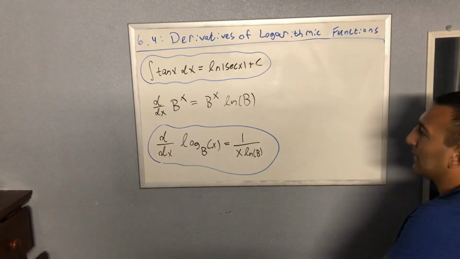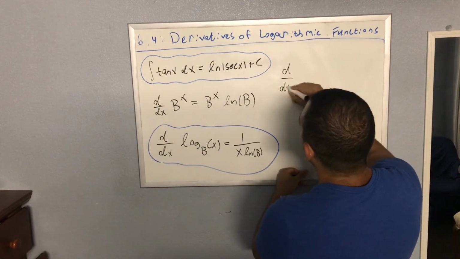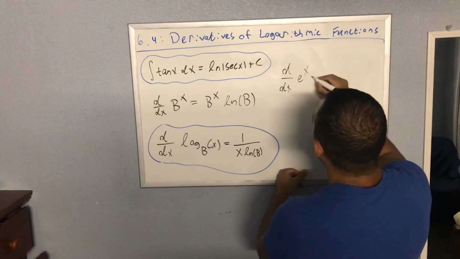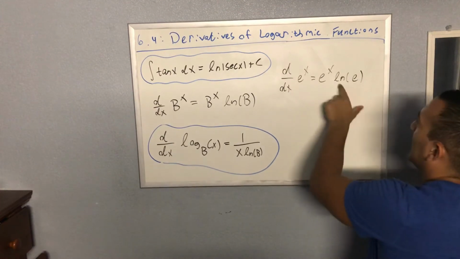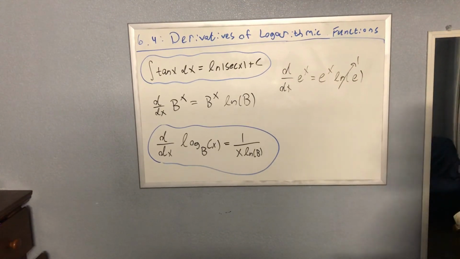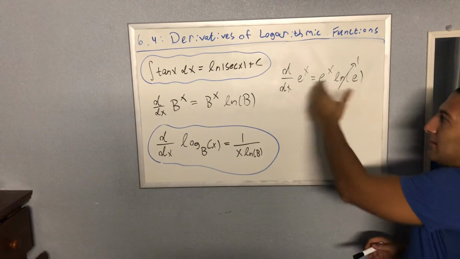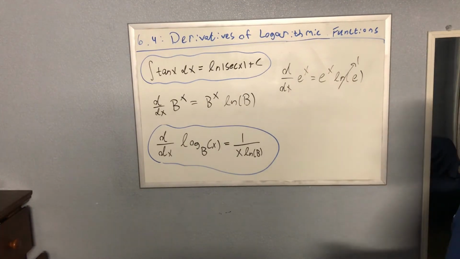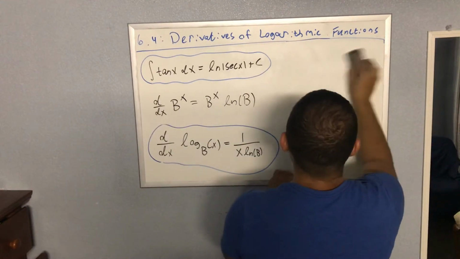And notice that this works out perfectly when the base is e, because according to this, if you have e to the x, this would be e to the x ln of e, but ln of e is just 1. So you get e to the x times 1, which is itself. And so in the case where the base is the number e, it works out the same. So it's just a small trade-off, not too bad.